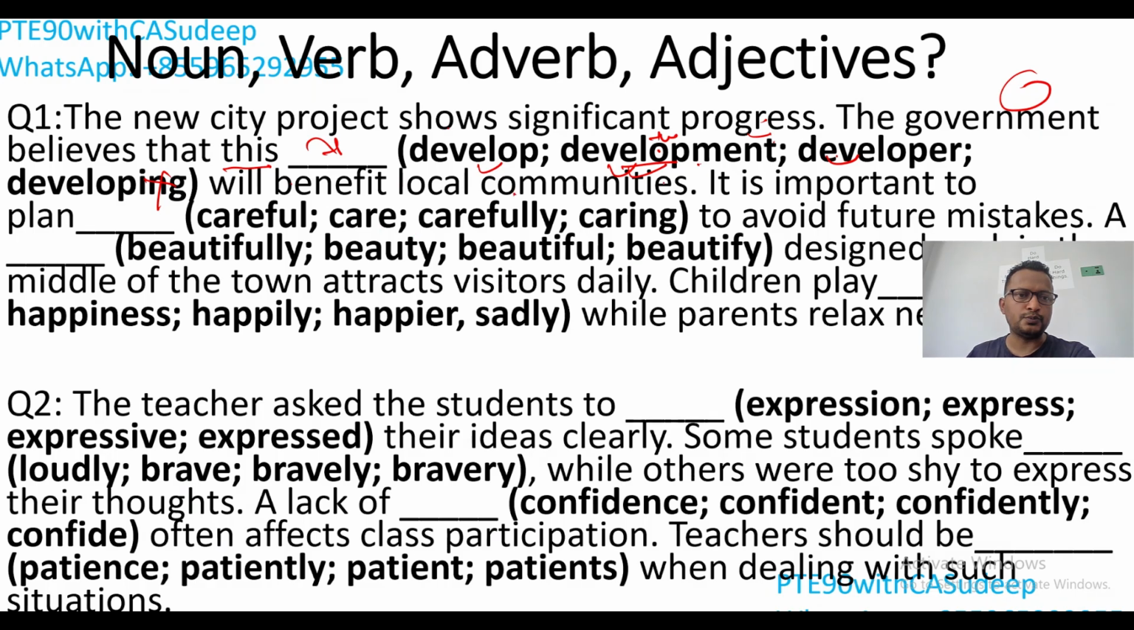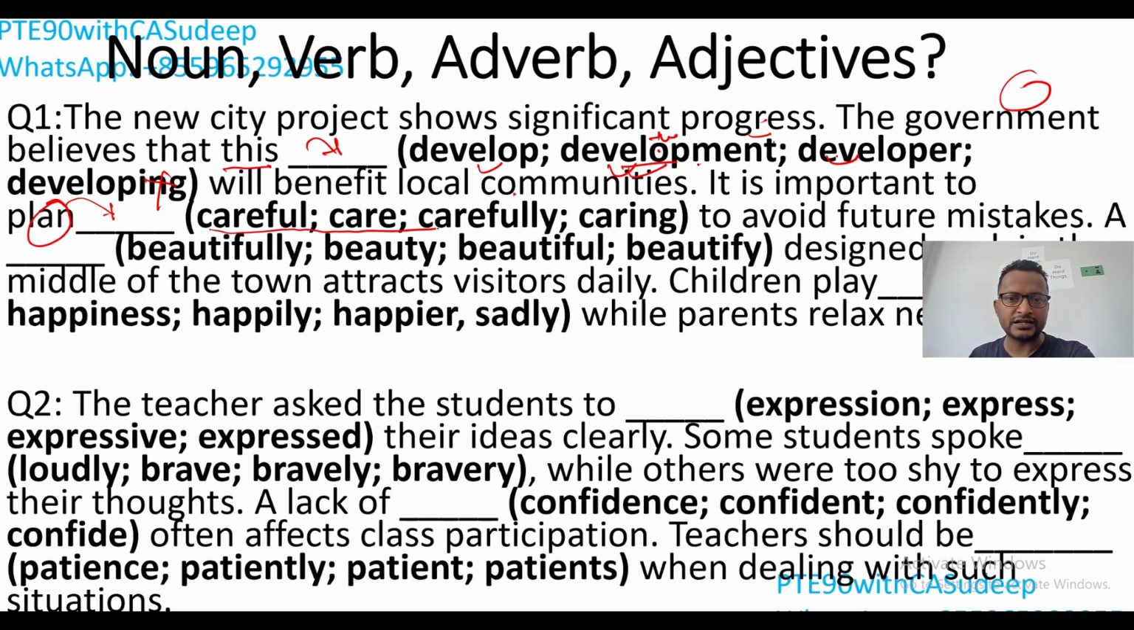It is important to plan to avoid future mistakes. Now what will come here? So what is this plan? Plan is a verb. So before and after a verb, what comes? An adverb comes. Now you need to identify the adverb here. Adverbs generally end in ly. So just look at the options here.